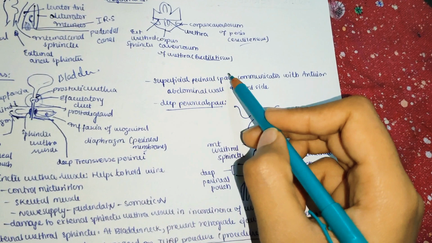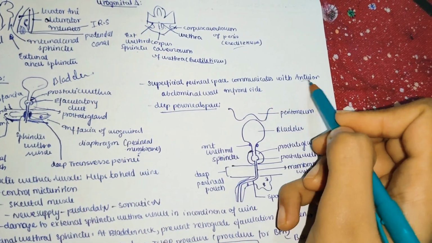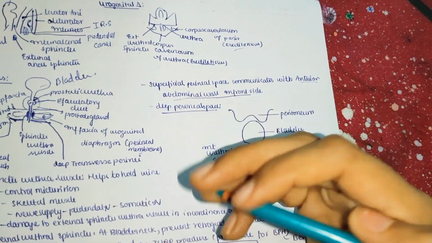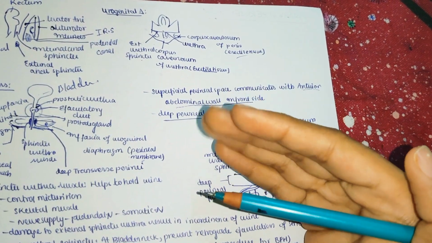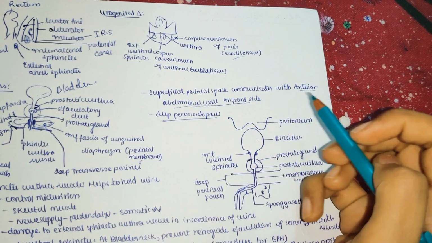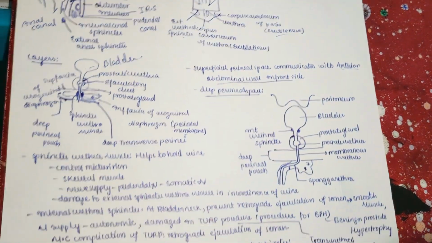So remember that the superficial perineal space communicates with the anterior abdominal wall on the front side. So any infections over here can easily pass through to the anterior abdominal wall.